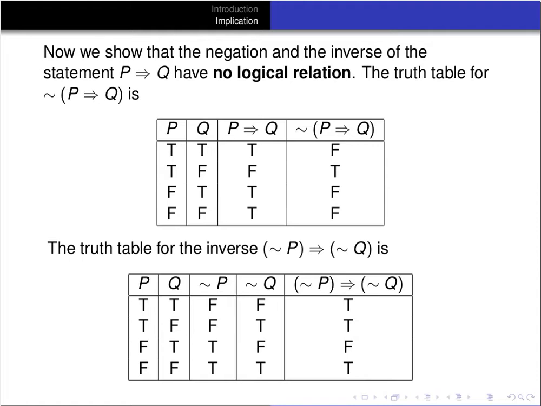So if P and Q are both true, the negation of P implies Q is false, but the inverse of P implies Q is true. If P is true and Q is false, the negation of P implies Q is true, and the inverse is true. If P is false and Q is true, the negation is false, as is the inverse, but then another difference, if P is false and Q is false, the negation of P implies Q is false, but the inverse of the statement is true. So we would say again, those have no logical relation to each other.